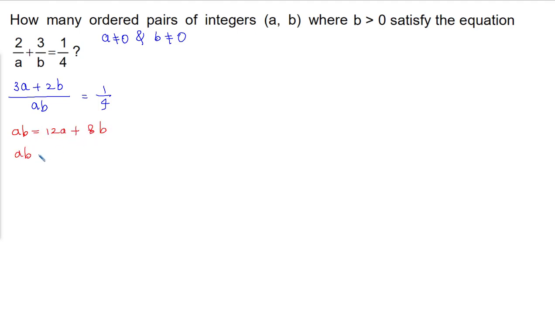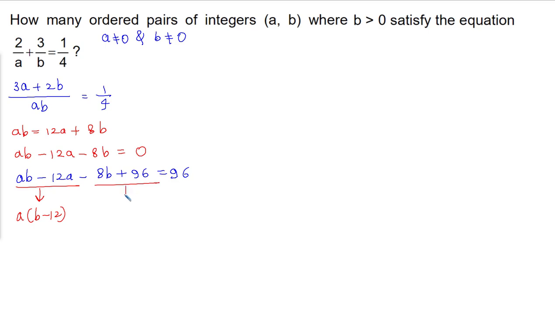Let's bring all terms to the left hand side, so it is ab - 12a - 8b = 0. There has to be a fourth term, which is the multiplication of the middle two terms, that is -12 into -8 = 96. So we add 96 to both sides. From the first two terms let's take a common, in the bracket b - 12 is remaining. From the next two terms let's take -8 common, in the bracket b - 12 is there, equal to 96.